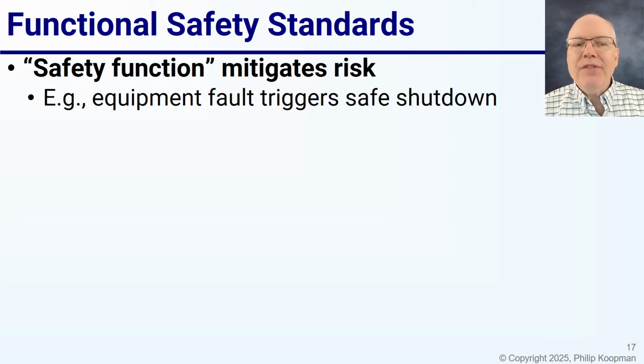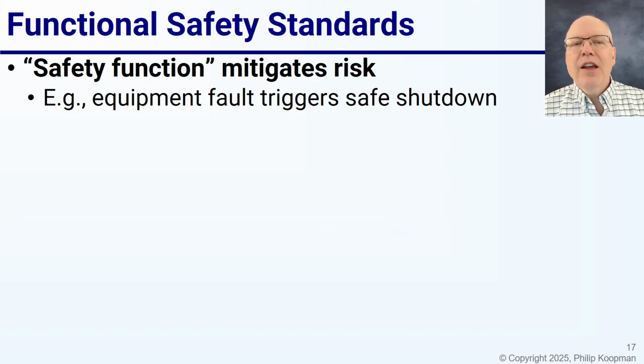So a functional safety standard says there's a safety function that mitigates the risk. And that's what we've been talking about. A switch that opens and shuts down your microwave when you open the door, that's a safety function. It's the shutdown function. A hard limit that prevents a hammer from going further than it should, it's a safety function. So it's some sort of equipment or operational fault that triggers a safety shutdown.